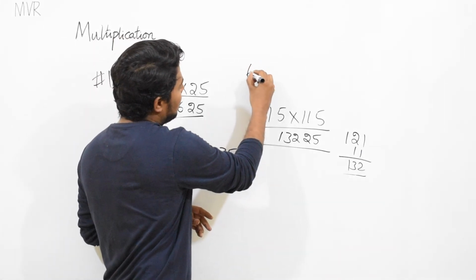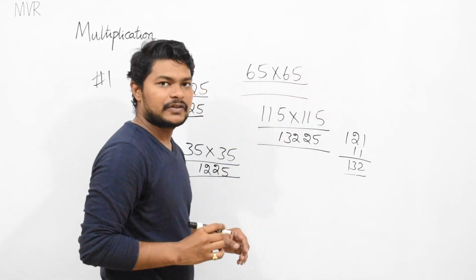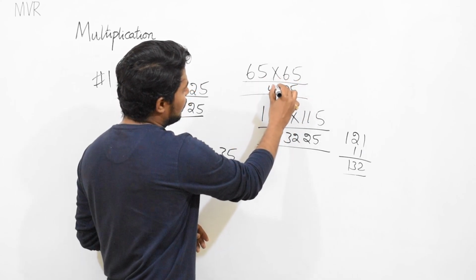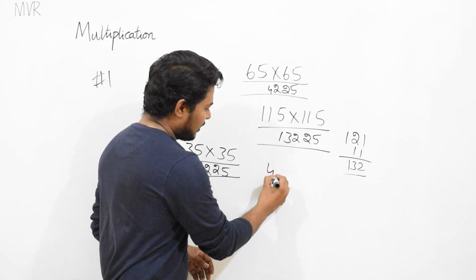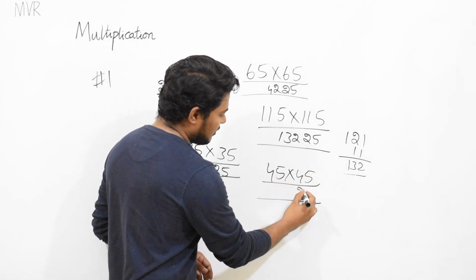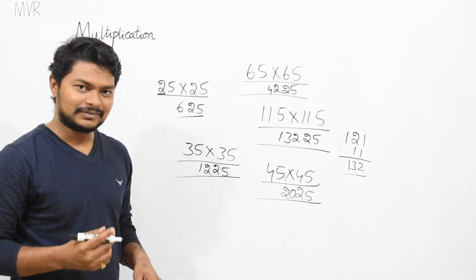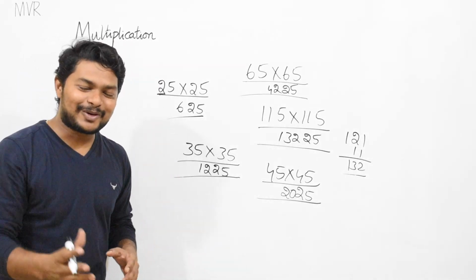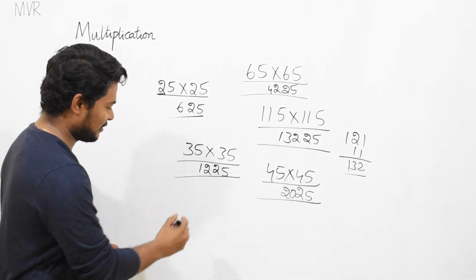Now we will take another number, 65 into 65. 5 5s are 25 and 6 7s are 42. See how fast I am doing. 45 into 45. So 5 5s are 25, 5 4s are 20. Fast, isn't it? You can do it still faster. There is no one to stop you. You can do it still faster.